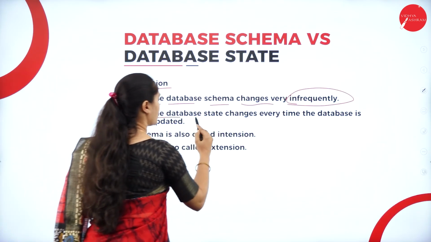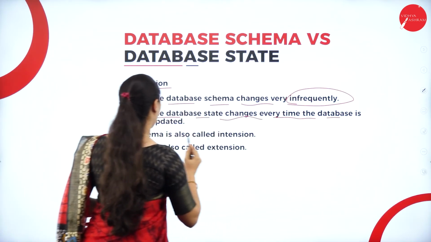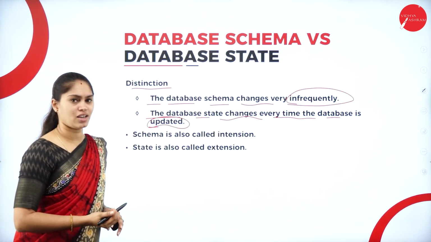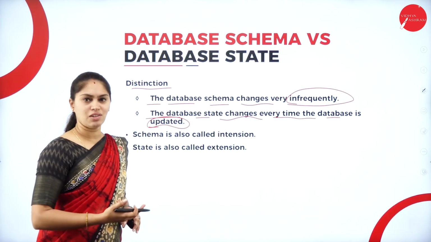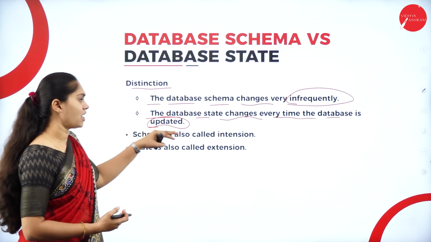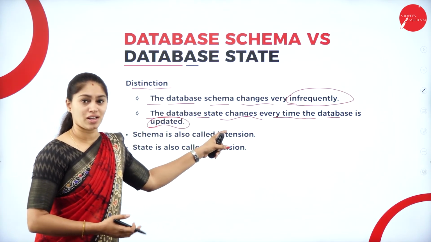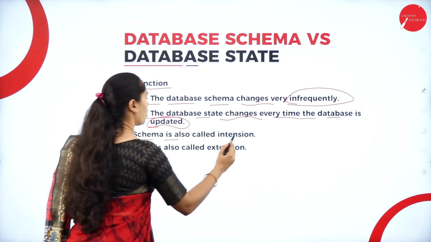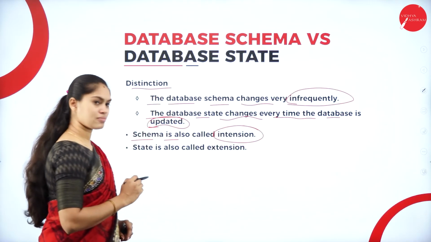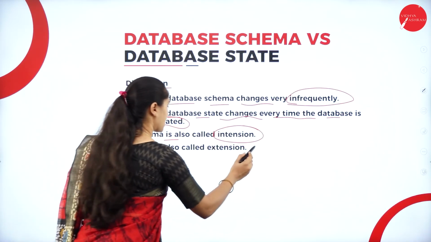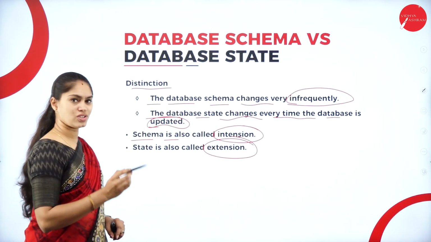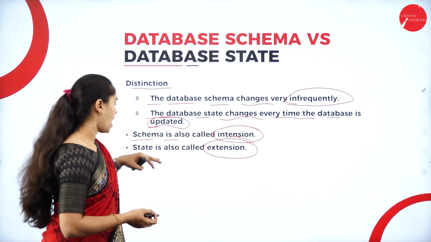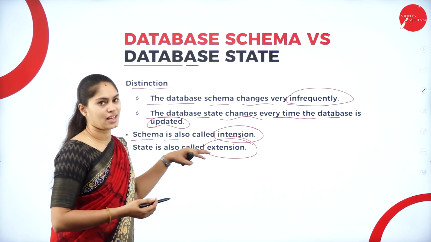And the database state changes every time the database is updated. If I alter some content, or delete, update, or do any manipulation over the data, then the database state is going to change frequently. Here the schema is also called the intension, and the database state is called the extension. This is what you have to remember: schema is called intension and database state is called extension.